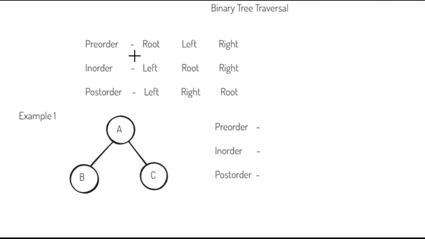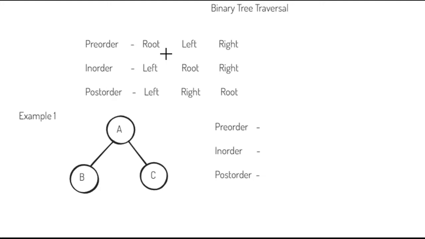In pre-order, we write root node first, then left node, then right node. In order, we write left node first, then root node, then right node. And in post order, we write left node first, then right node, then root node.